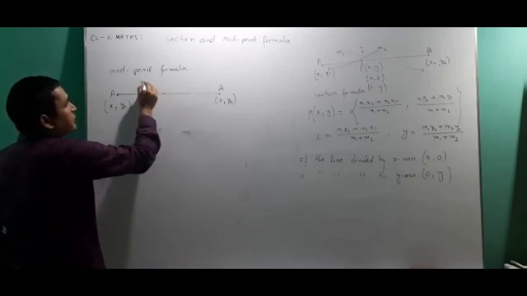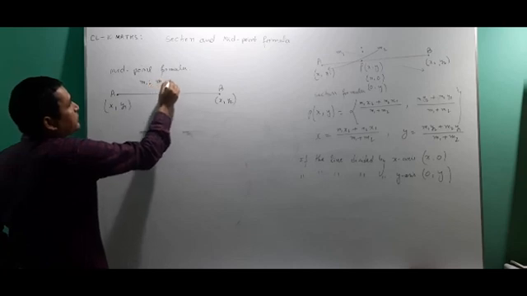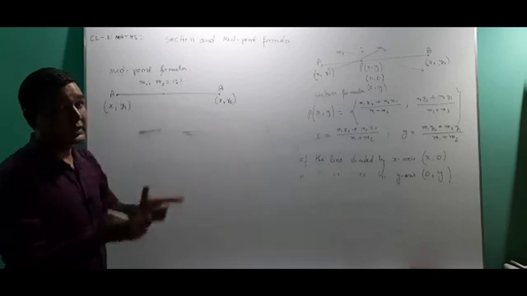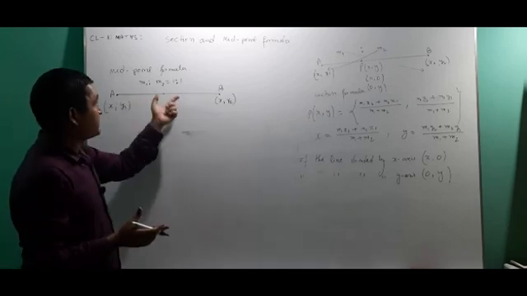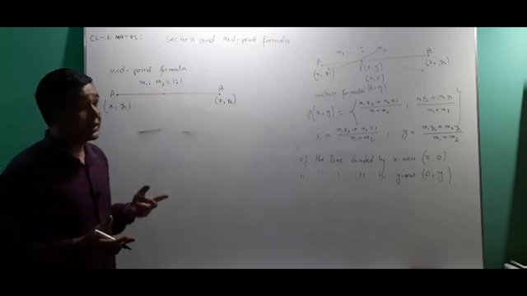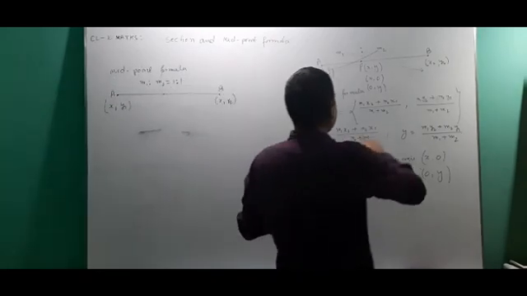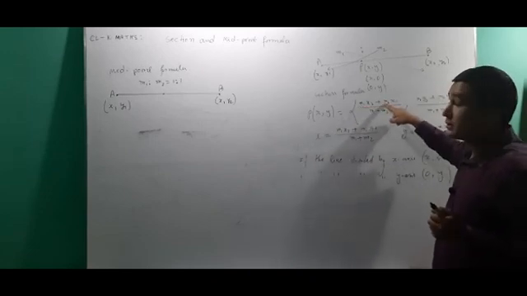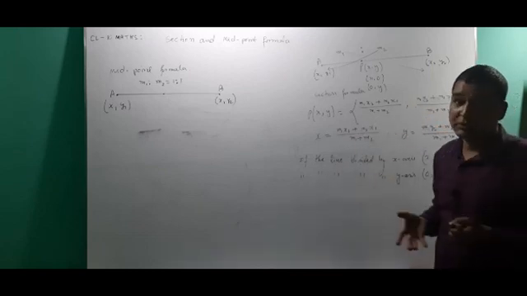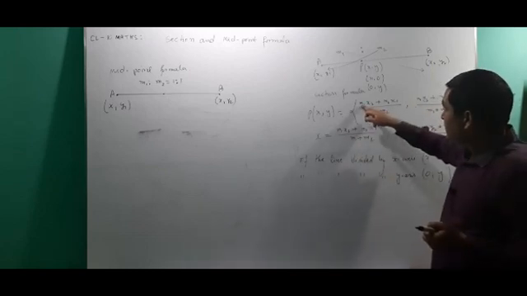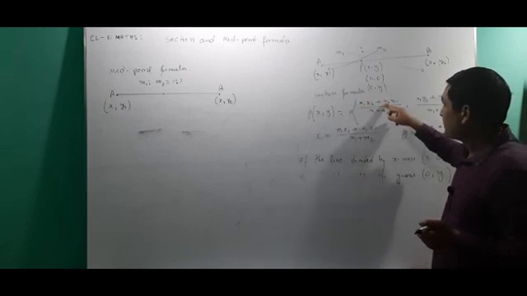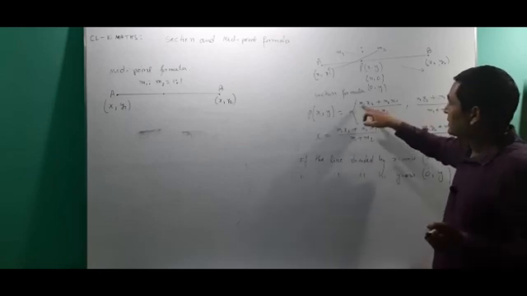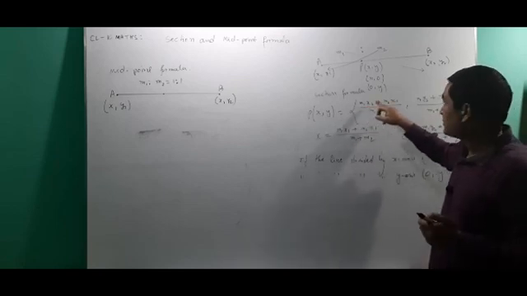For that, the ratio m1 to m2 is 1:1, because the lengths of these pieces of line are equal. That's why the ratio is 1:1. If you replace m1 by 1 and m2 by 1 in this formula, we will get the midpoint formula. Then 1 plus 1 is 2, and 1 into x2 gives x2, 1 into x1 gives x1.